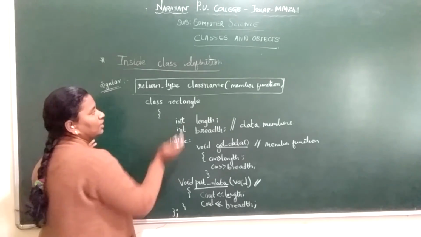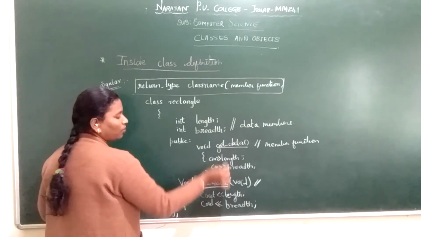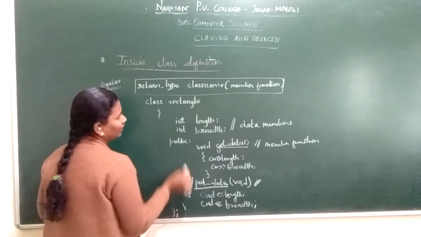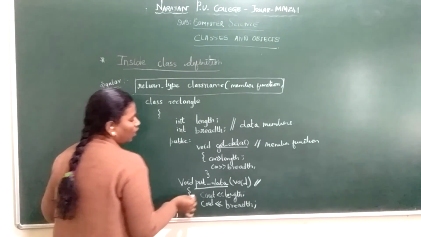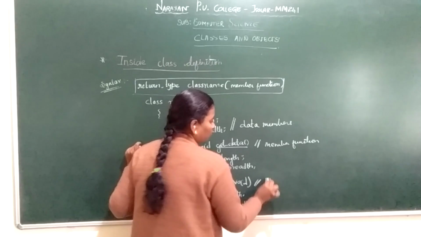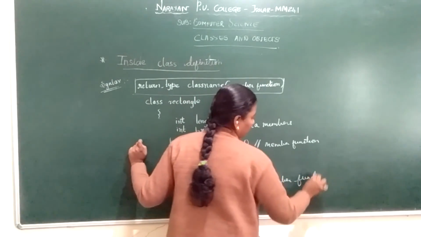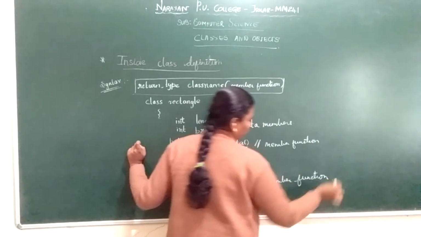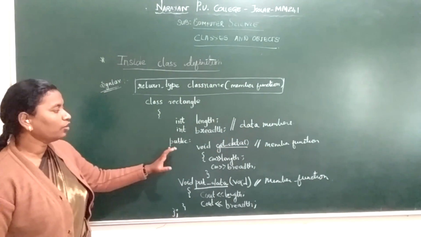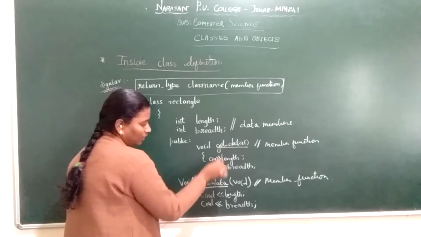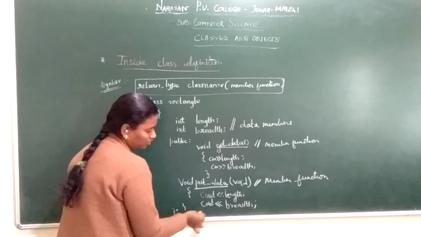So inside the class, I have two member functions. Only the heading is inside the class definition. One is get data, next one is put data. Now the definition for get data is within the class, and the definition for put data is also within the class.